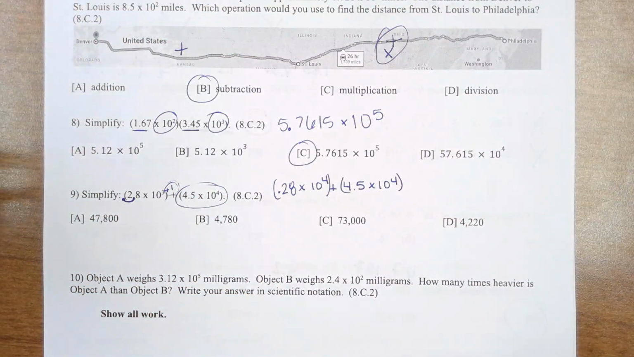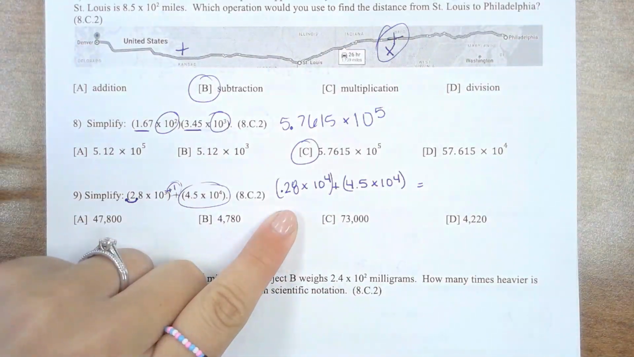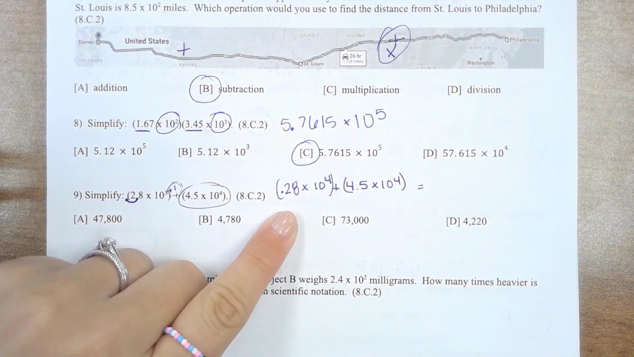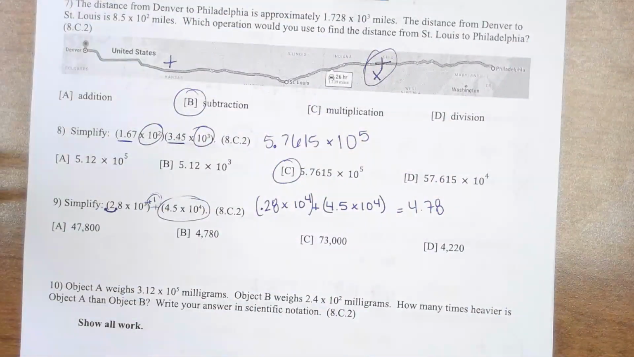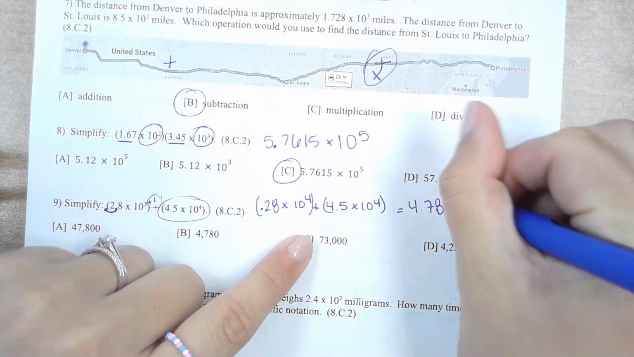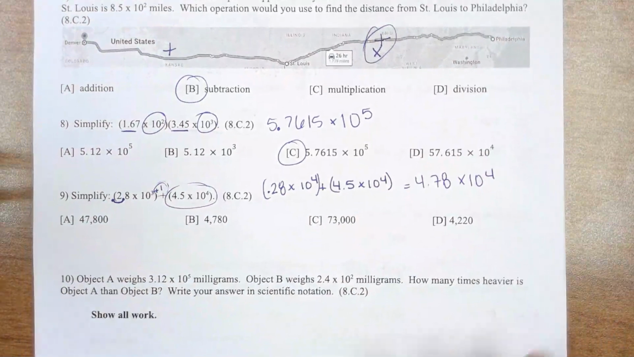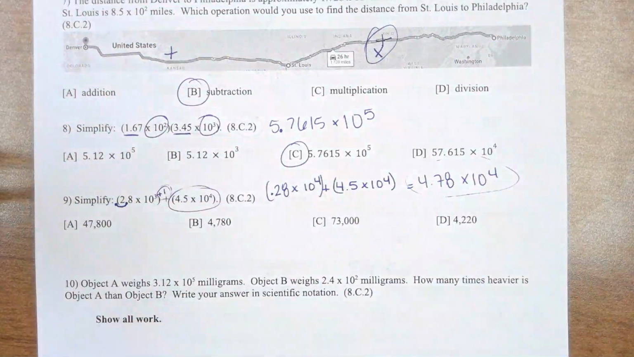All right, and then you just add it like normal. So now you add your constants. So a 0.28 plus a 4.5 will give us a 4.78. And then the reason why you had to get the same base to the same power is because that stays in your answer. So our answer here is 4.78 times 10 to the 4th. But if you notice our answer choices are in standard form. So what we have to do is we have to then change this number to standard form.